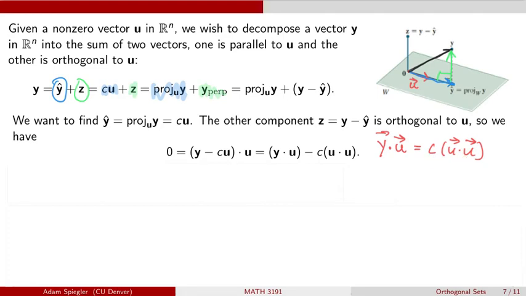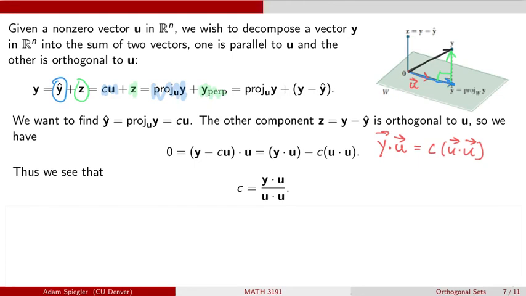So now we can solve for this scalar c by dividing both sides by u inner product with u. So now I can see that this scalar c we can find by taking y inner product with u and dividing that by u inner product with u. And that's going to tell me what this scalar c is, and that's going to tell me exactly what this blue vector is, what the projection of y onto u is.